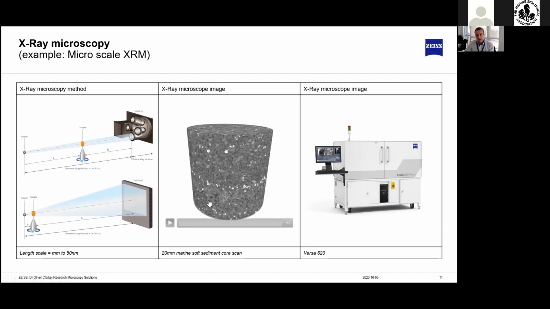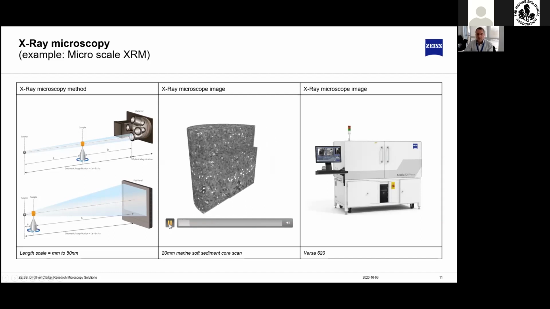This is a micro scale system. And what it's doing here is looking at a 20 millimeter soft sediment core scan. Now, in my little trawl of the literature, I realized that actually it's almost as important to understand what micro and nanoplastics are doing in these sediment layers that play a very important role in the marine ecosystem, as well as what's happening in an organism or in a water column.